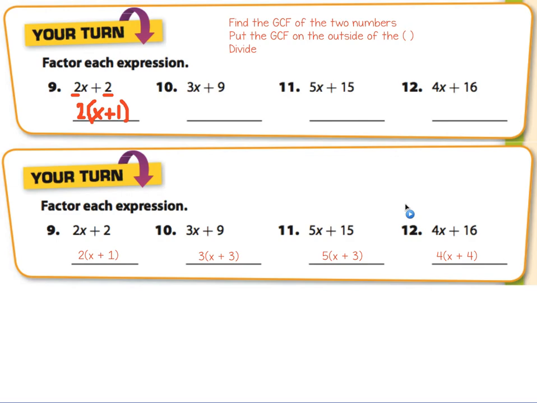All right, so again, we had 2 times x plus 1. Here, the common factor, the GCF, was 3, so we pull out 3. 3 divided by 3 is 1, so we're left with x. 9 divided by 3 is 3, so we have 3 times the quantity x plus 3. The GCF here was 5. 5 divided by 5 is 1, so we're left with x. 15 divided by 5 is 3, so that's what stays on the inside. So we have 5 times the quantity x plus 3. And then here the GCF was 4, so we have 4 times the quantity x plus 4.